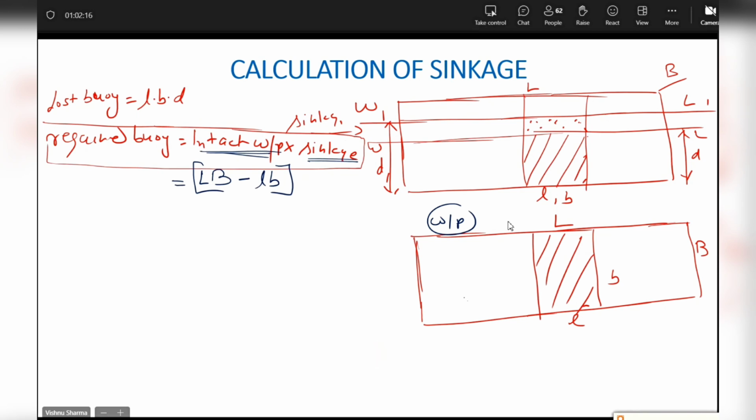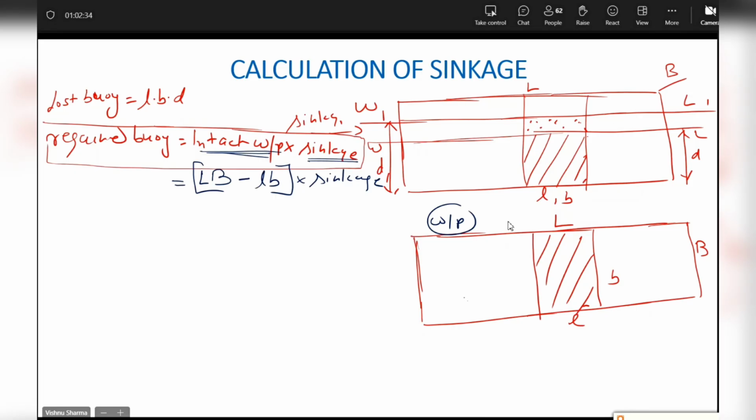Yes, but sir, earlier you multiplied by sinkage, but we don't know the sinkage, so before that we need to... we don't know the sinkage. It's okay. Sinkage is what we are trying to find, na? Yes, sir. Sinkage is what we are trying to find. Don't worry. That's what we are trying to find, na, beta?